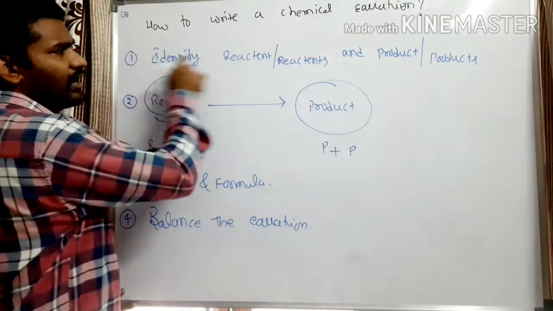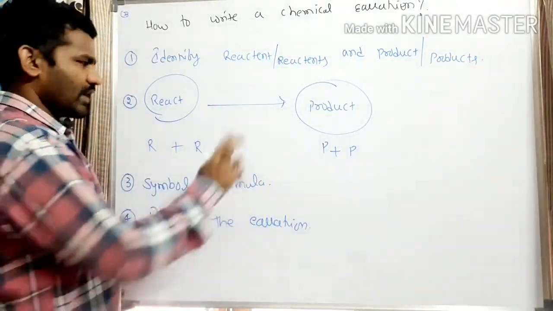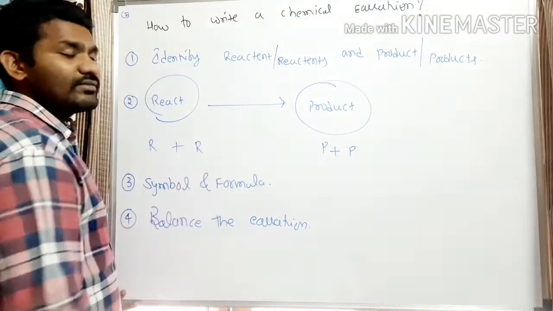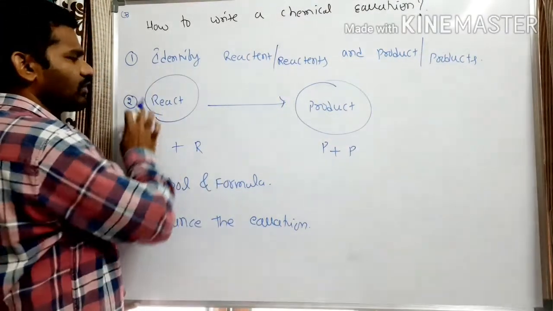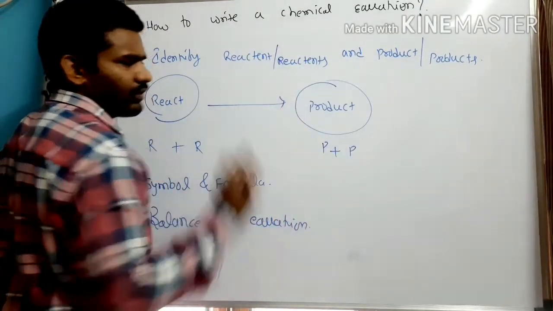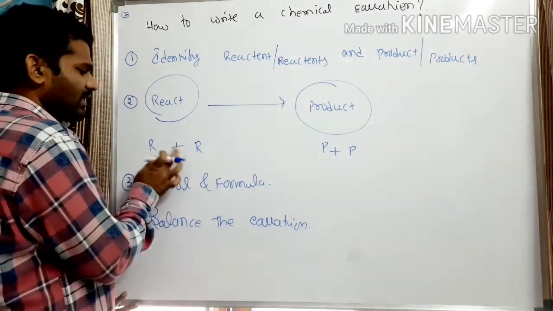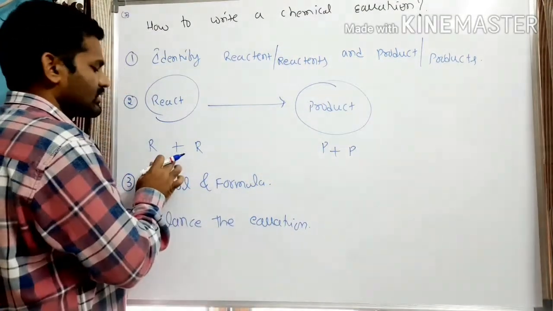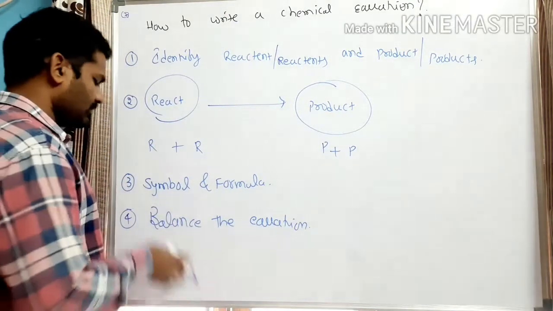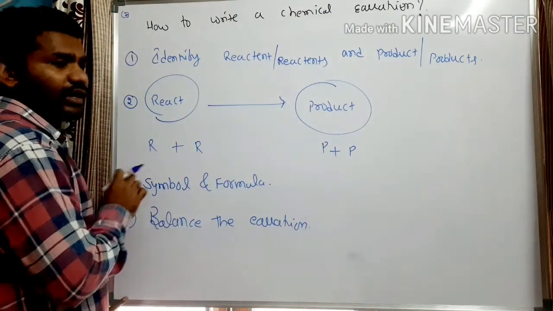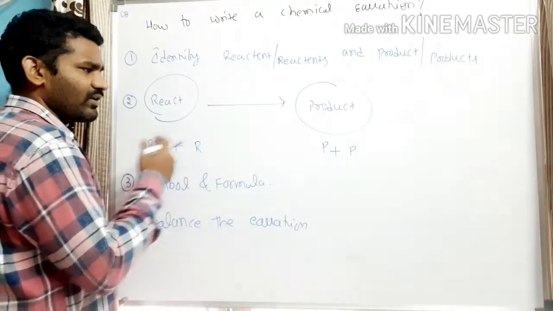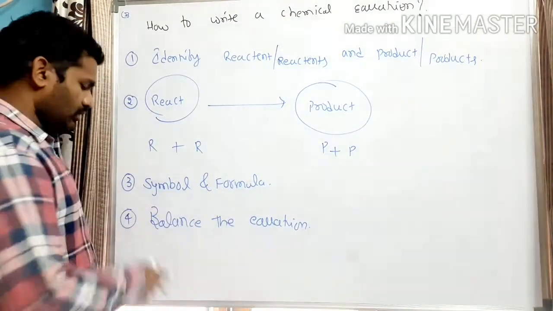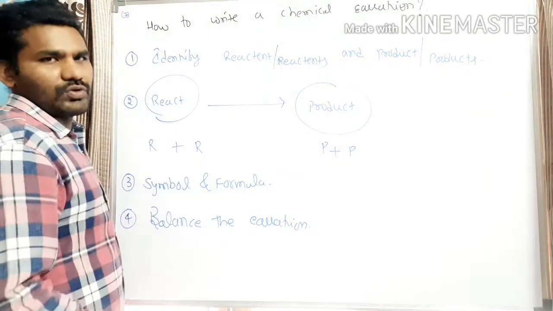There are only four steps. First step, identify the reactant and product. Second step, separate the reactant and product by using an arrow, which is read as gives rise to. On the left hand side we write the reactants, on the right hand side we write the products. If more than one reactant or product is there, separate them by using a plus. Third step, rewrite the names of reactants and products by suitable symbols and formulas. Last step, balance the equation.